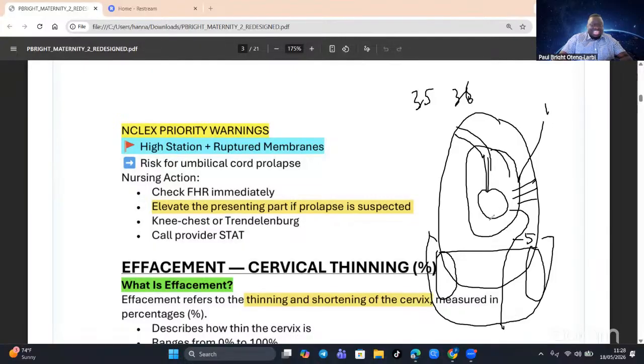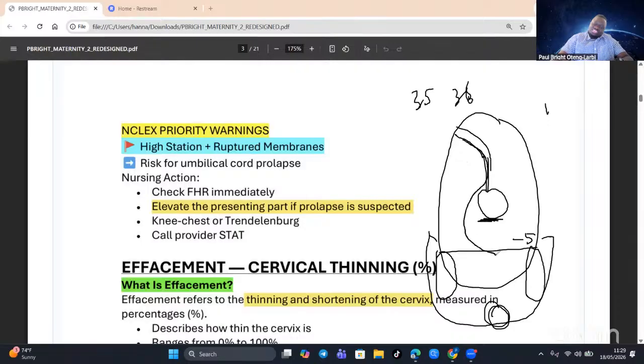Okay. Baby's head is high above -5. It means that baby is not ready to come out yet. So if I should take these membranes out, and it is now left with the baby and the umbilical cord, nothing is protecting it. What will happen? This long umbilical cord, some of them will what? Come down here. It's very long.